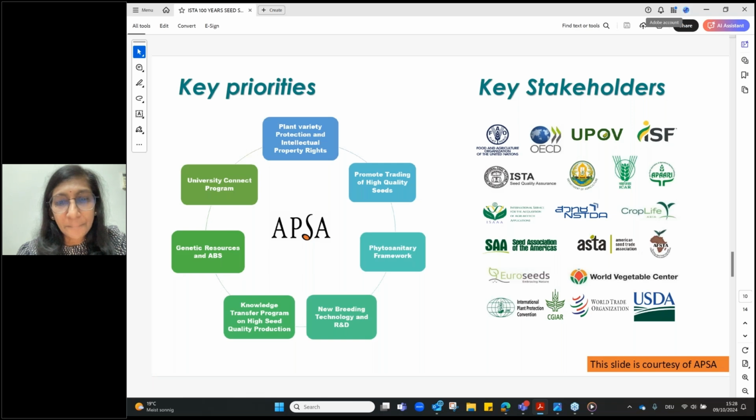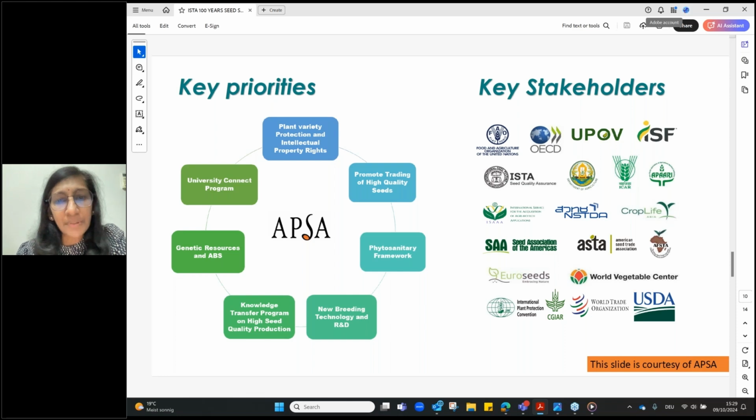Next. Okay, so these are the key priorities and key stakeholders. These are key stakeholders of APSA, and you can actually see that ISTA is definitely there as one of their key stakeholders. We have actually conducted multiple programs together with ISTA. APSA holds their annual ASEAN Seed Congress, and ISTA is always a part of this event.